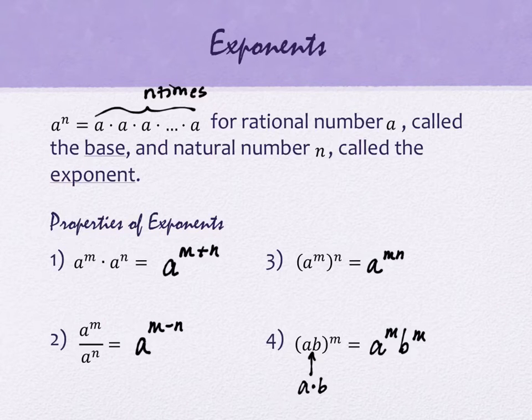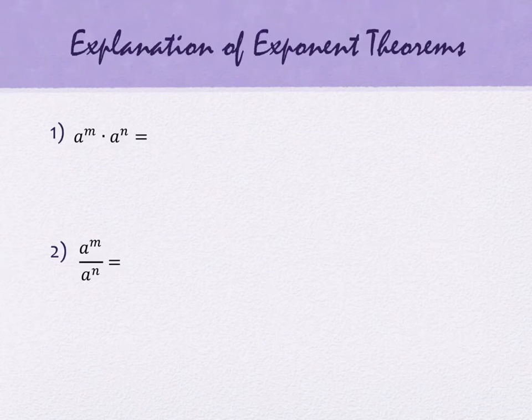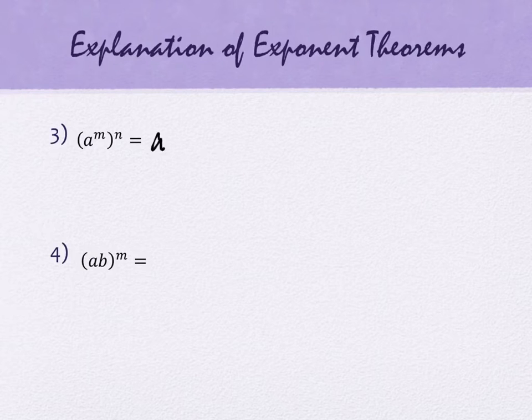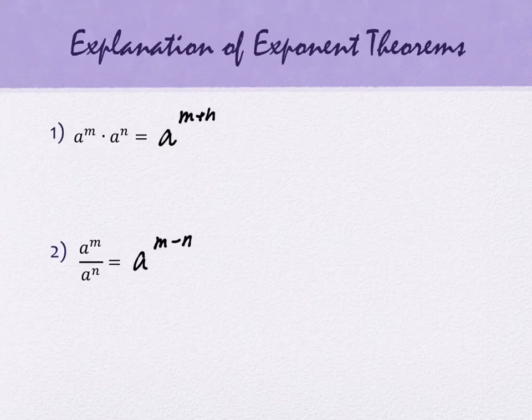All right, so let's take a look then at why these theorems work. And we're going to just rewrite them on the next page. So this is m plus n, m minus n, and then I'll keep going. I've got m times n, and a to the m, b to the m. Okay, and then we're going to go back and we're going to justify.